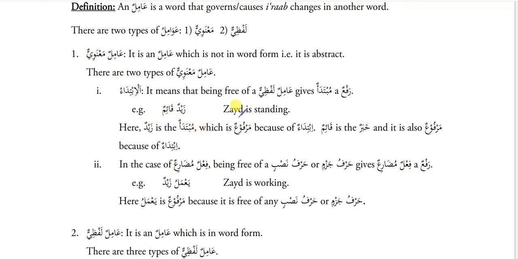Like Zaidun Qa'imun, Zaid is standing. Here Zaidun is the Mubtada which is marfu because of Ibtida'. Qa'imun is khabar and it is also marfu because of Ibtida'.